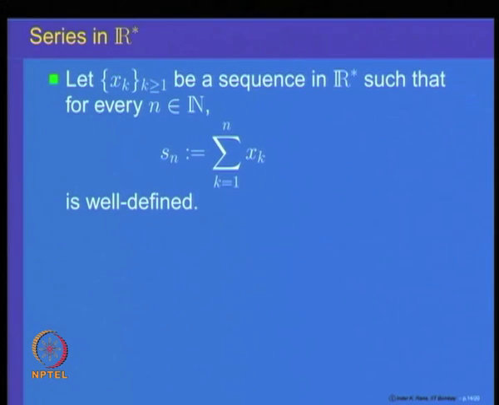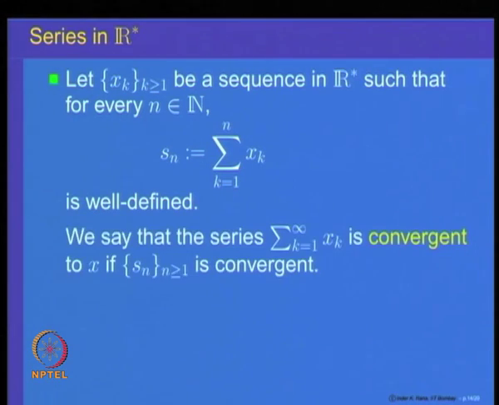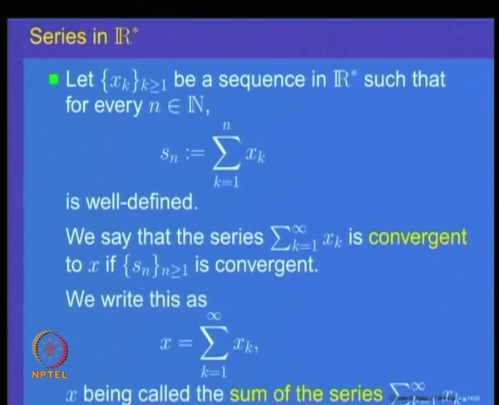So, that is denoted by S n, which is summation k equal to 1 to n x k. For every n this is well defined, and one can ask whether this sequence is convergent or not in R star. If the sequence of partial sums is convergent in R star, we say that the series is convergent, and the limit is called the sum of the series.